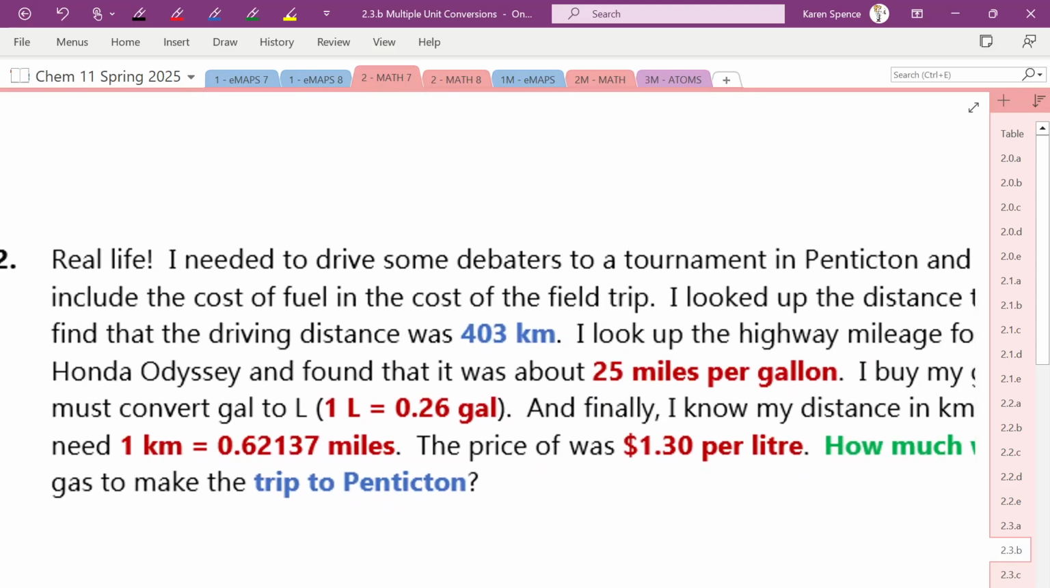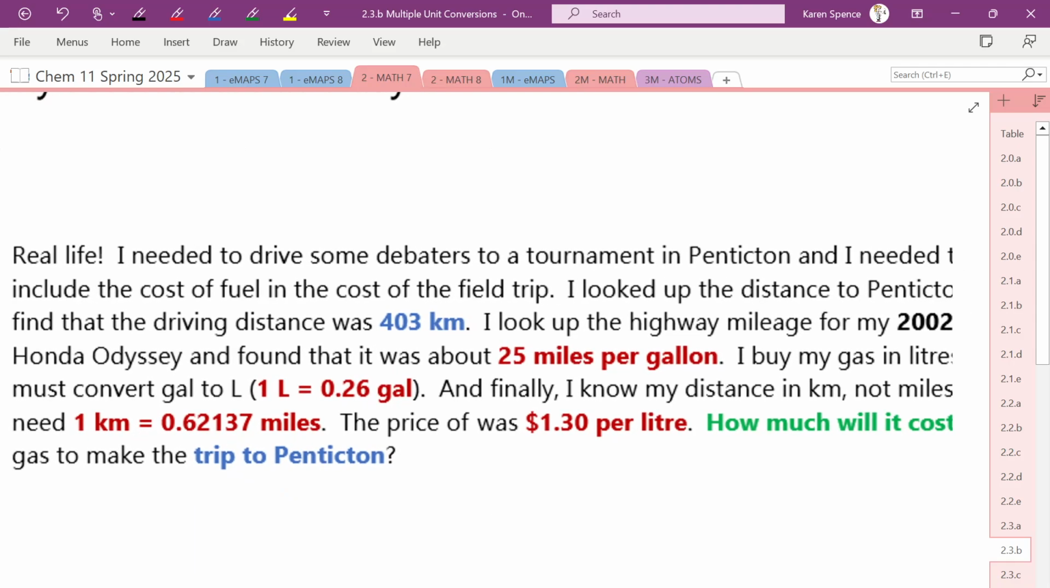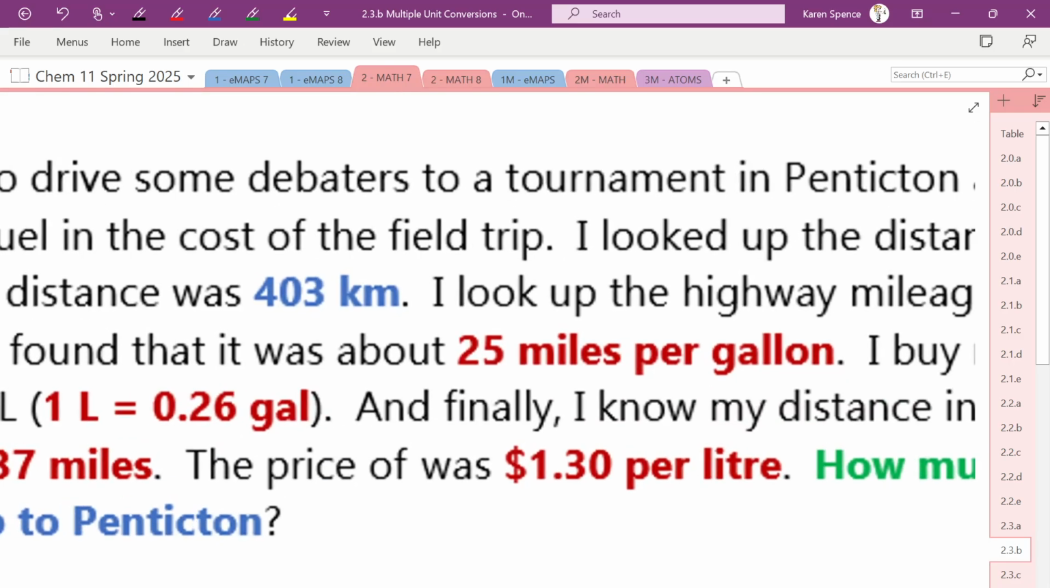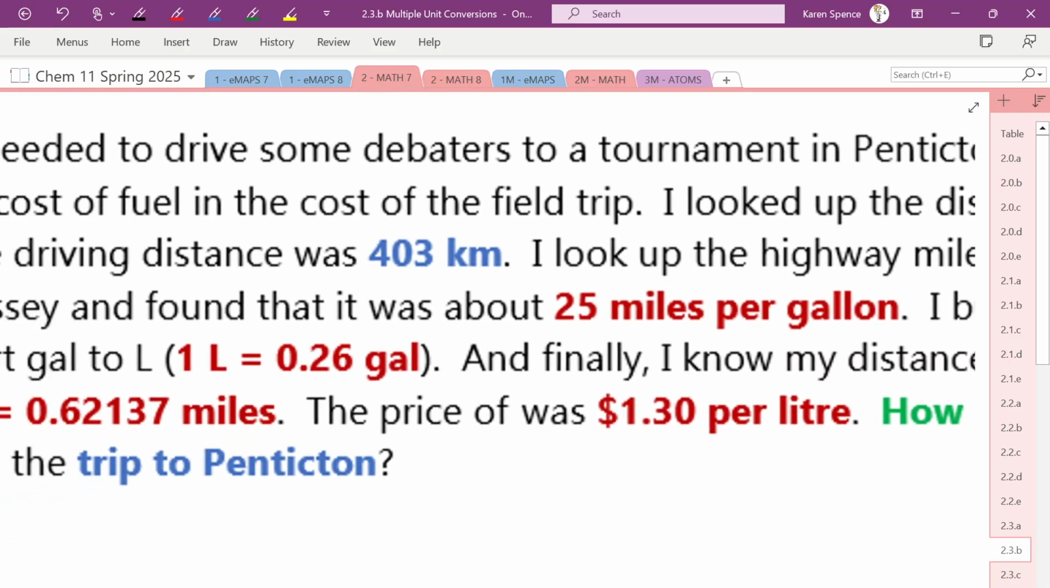I needed to figure out what the cost of fuel was for that trip because I needed to get that cost into the cost of the field trip. So I looked up the distance to Penticton and found that we had a driving distance of 403 kilometers.